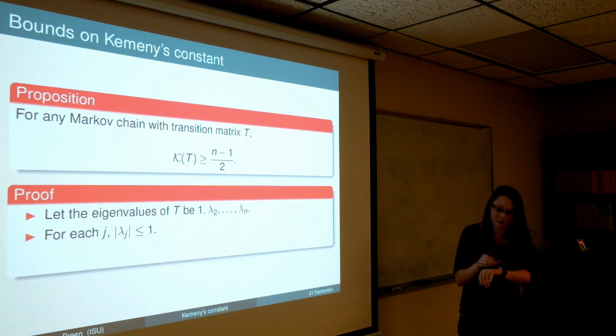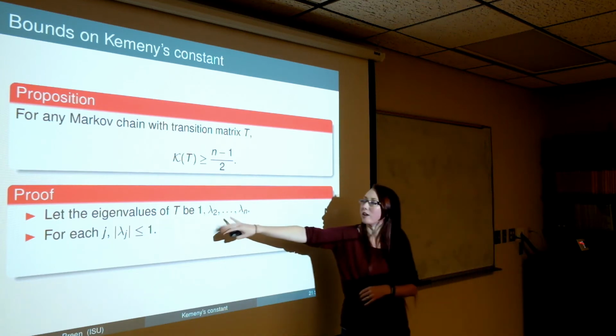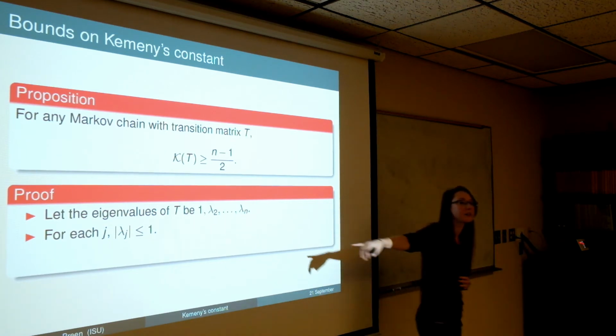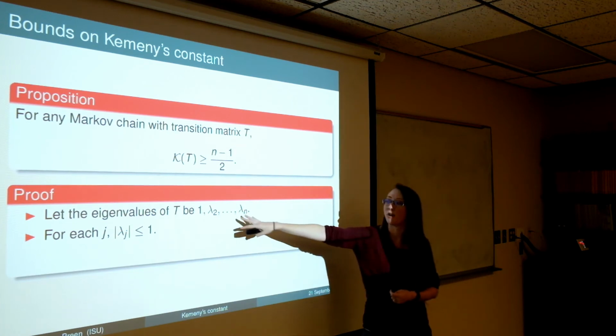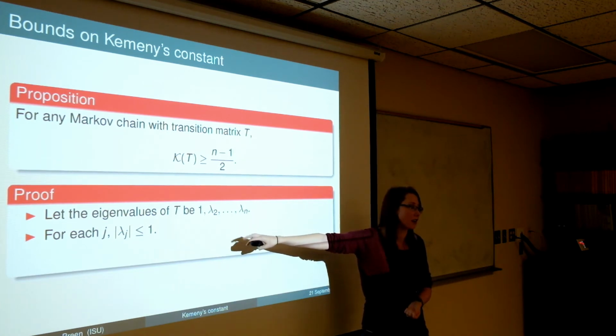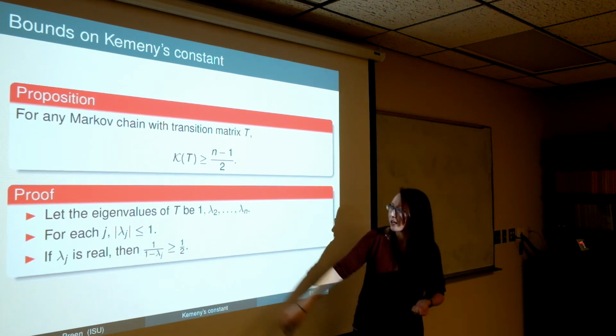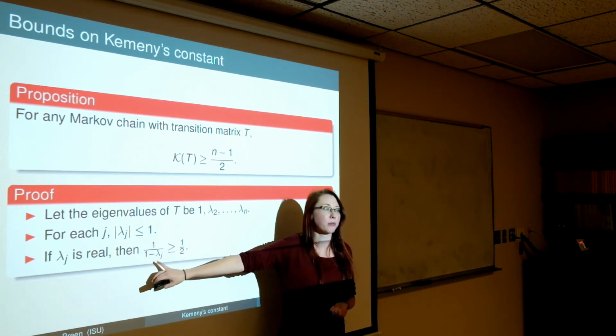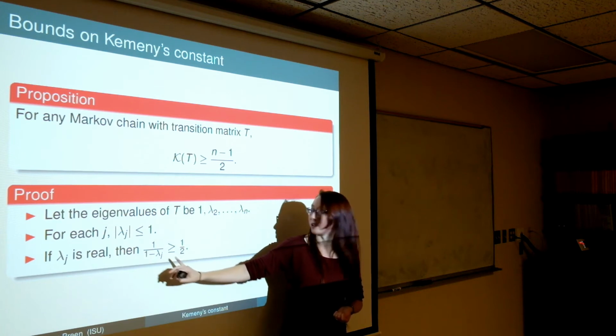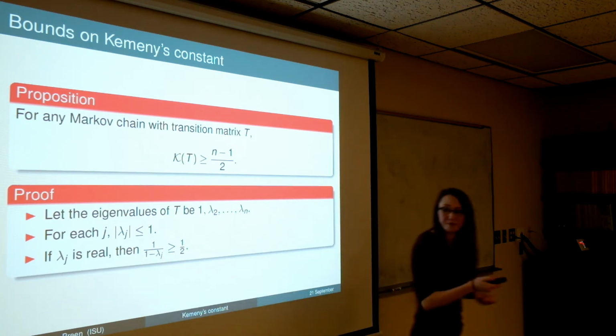If I think about the eigenvalues of T, 1 is an eigenvalue, and then I have lambda 2 down to lambda n. 1 is the spectral radius, so all of these are less than 1 in modulus. So if my lambda j is real, then the smallest that term can be in my sum is 1/2, if lambda j is equal to -1.